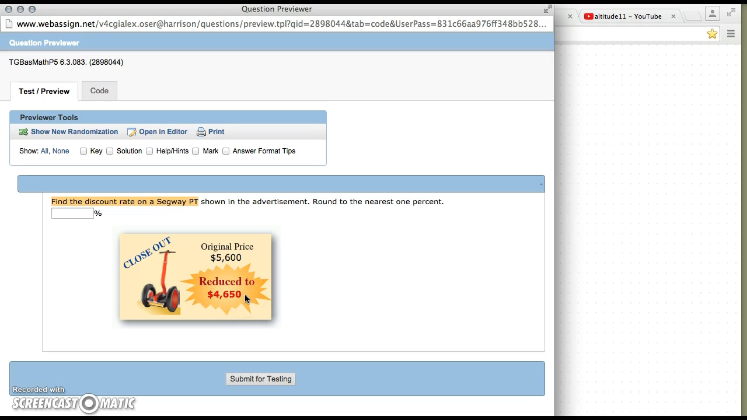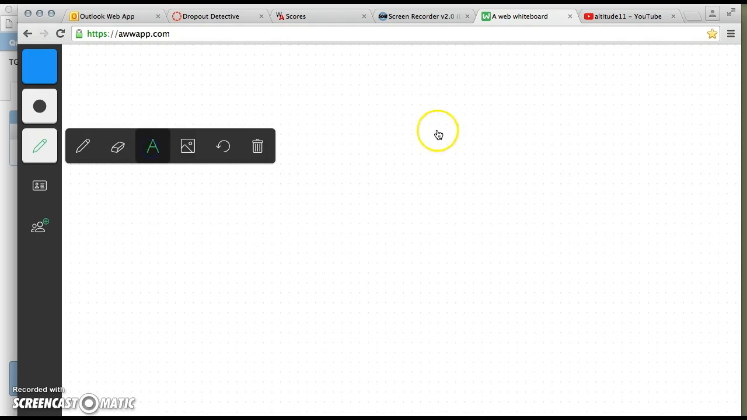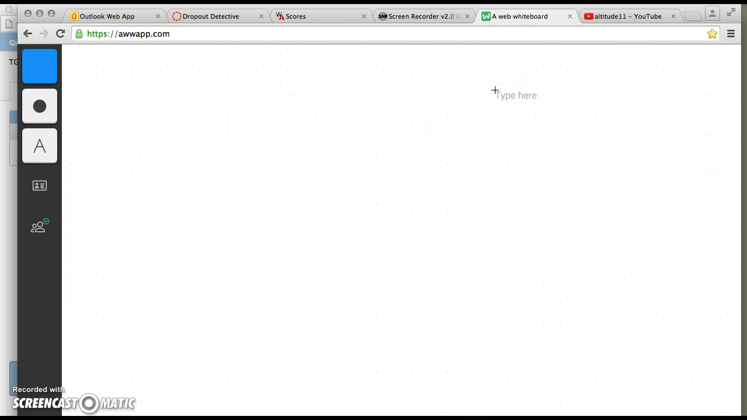$4,650. Alright, well, in our books, if you go to page 544, the second green box down says finding the discount rate. So we can use the formula that we see there in order to solve this problem. And the formula is as follows. It says the amount of discount equals the discount rate times, I'm just going to use a capital X for that, the original price.